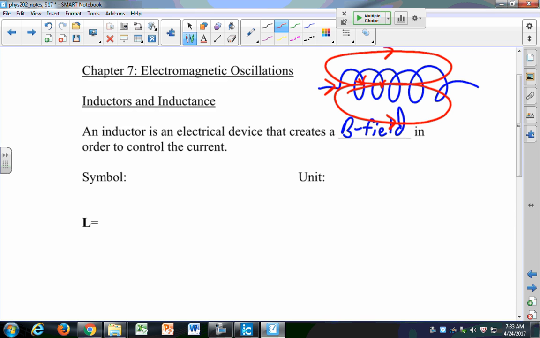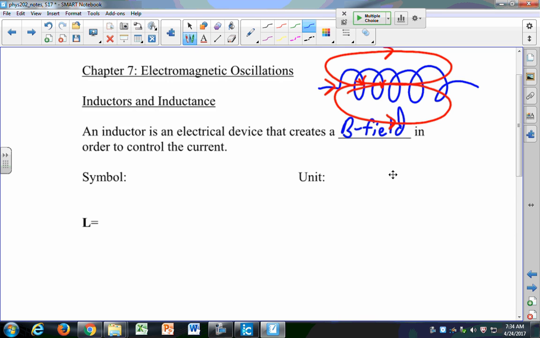But we've seen that when I have a loop of wire like this, and I create this magnetic field because of the current that's flowing through it, then that magnetic field will actually oppose the current. Like we saw in the previous chapter, as I have a changing magnetic flux, the coil of wire will have an electric field induced within it that will oppose the direction or the increase of that changing magnetic flux. And so inductors will control the current in this way through this magnetic field.